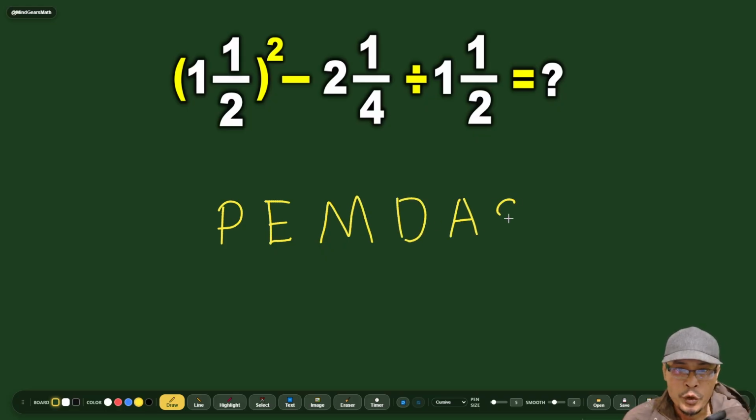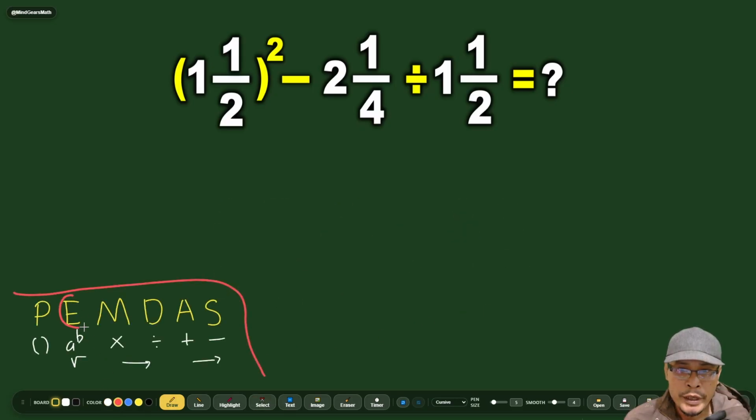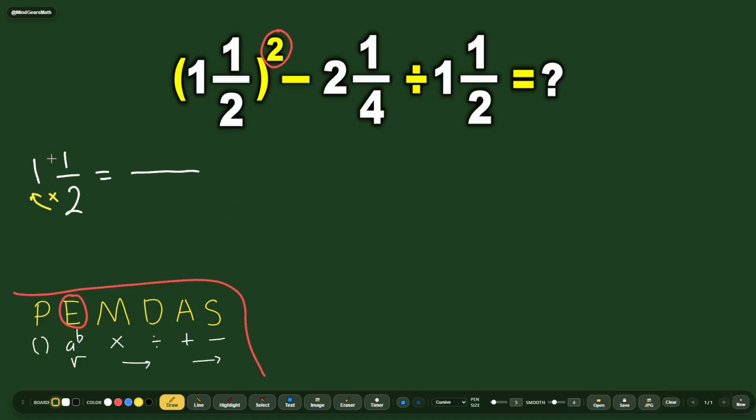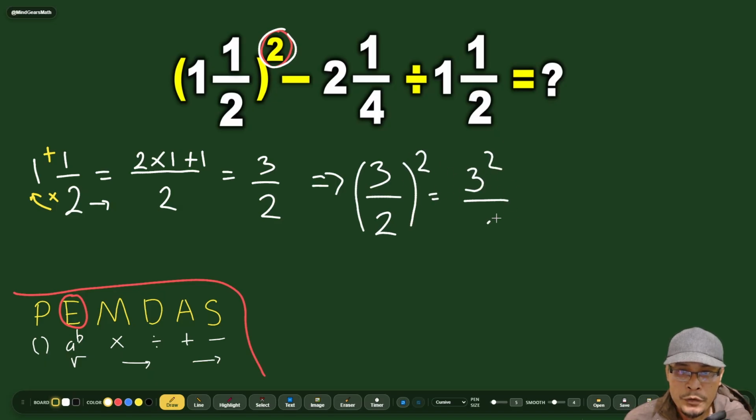We follow the PEMDAS rule: parentheses, exponent, multiplication, division, addition, and subtraction. In our problem, the first step is the exponent. Remember, we never square the whole number and fraction separately. We convert it first. 1½ becomes 3/2. Now we square the top and the bottom. 3 squared is 9. 2 squared is 4. So our first term is exactly 9/4.